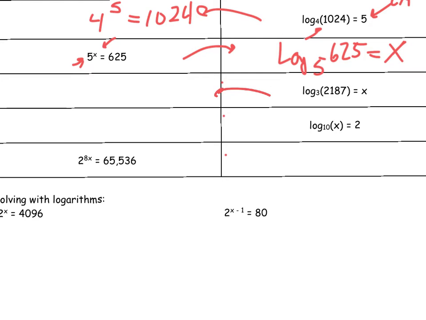Going backwards, my base is 3 right there, log base 3, and my exponent is the x right there. It's equal to your exponent when it's written as a logarithm. Now this equals the number portion of it, 2187. Base 10, exponent 2. So 10, whoops.